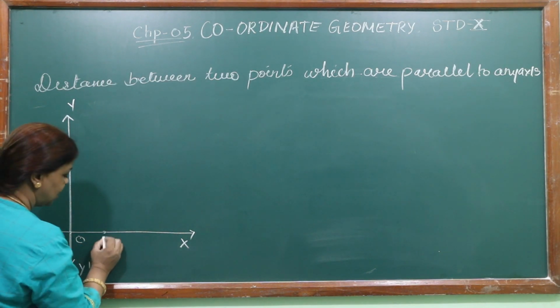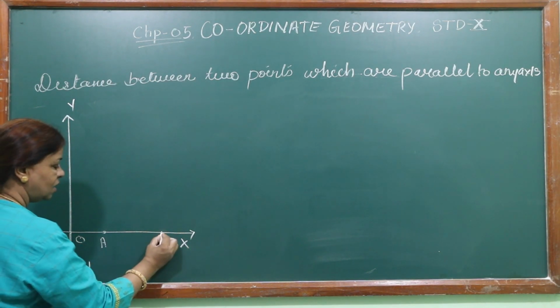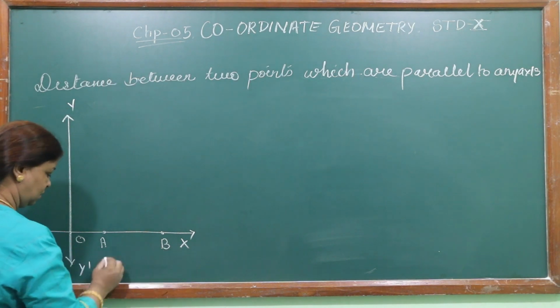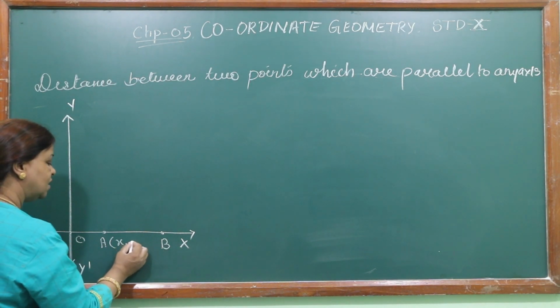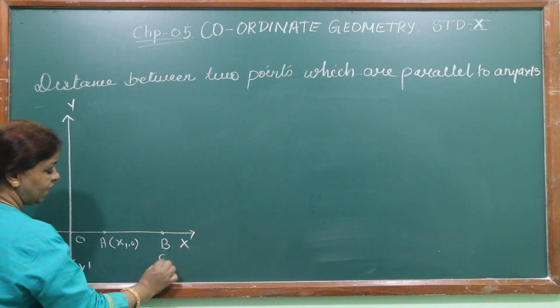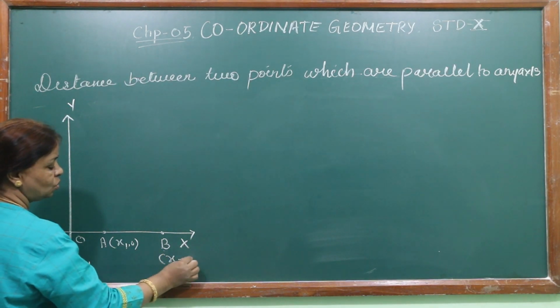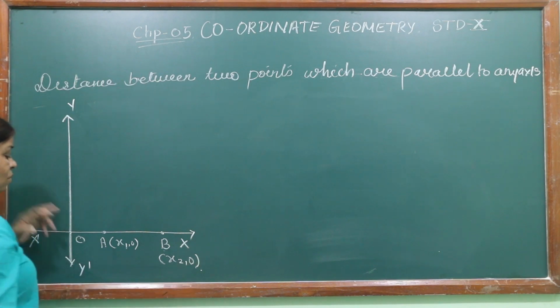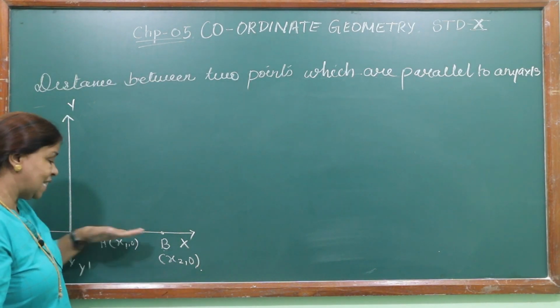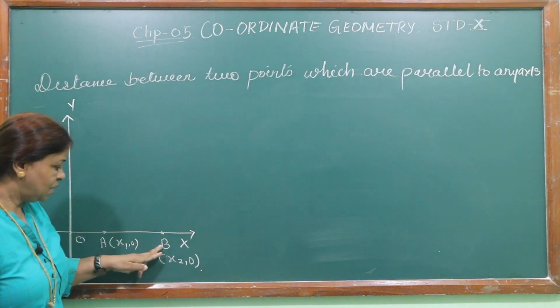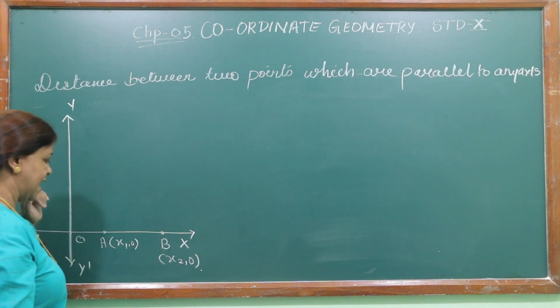Now there is a point A and there is a point B. A coordinate is x1 comma 0 and B coordinate is x2 comma 0. Why y coordinate is 0 here? Because the point A is lying on x-axis and point B is also lying on x-axis.